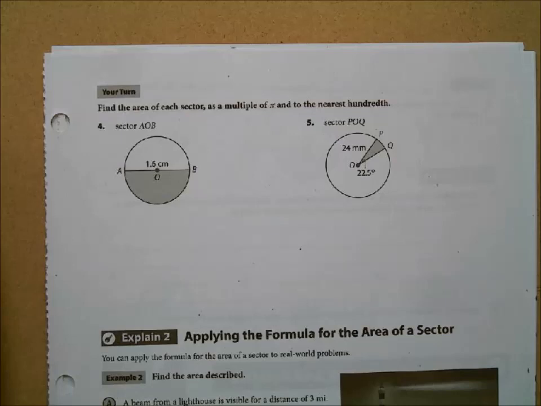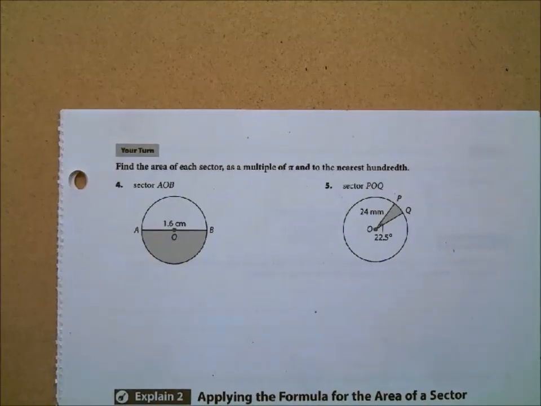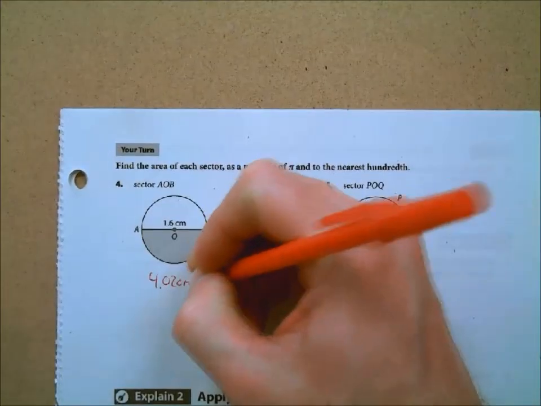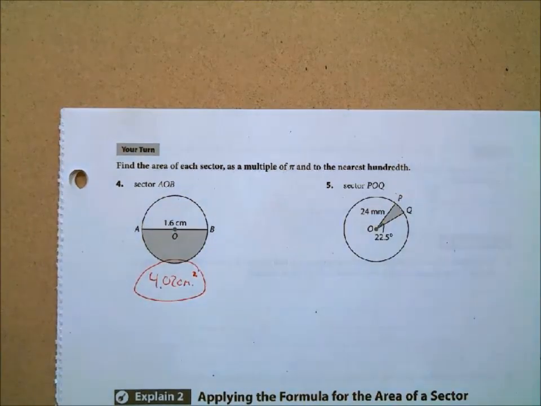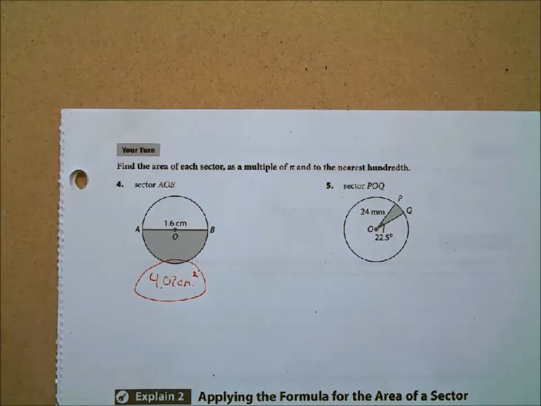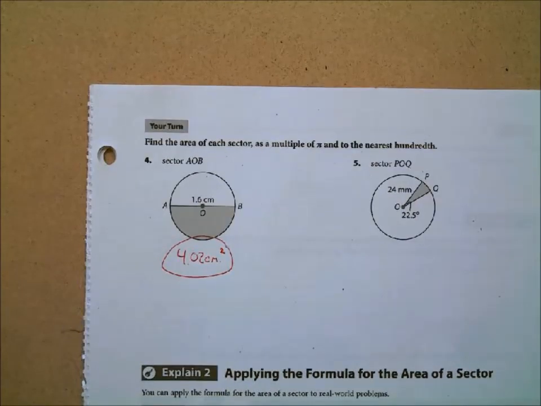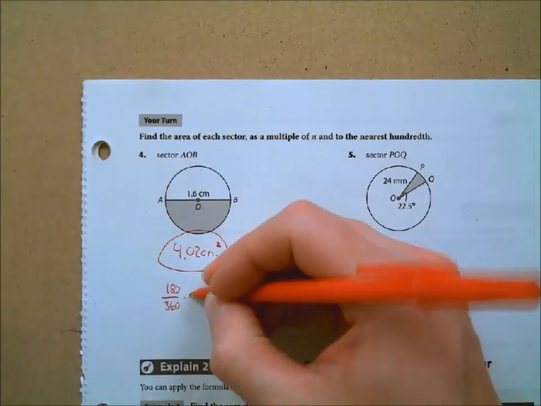Okay. Emily, what do you say there for number 4? What did you get for that area of the sector? I said 4.02 centimeters squared. Sounds good to me. Anyone see that one set up or worked out? Jenny? Okay. What was your setup there, Emily, if you don't mind saying? I did 180 over 360 times 5 times 1.6 squared.